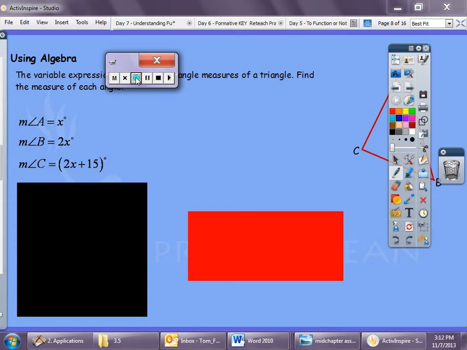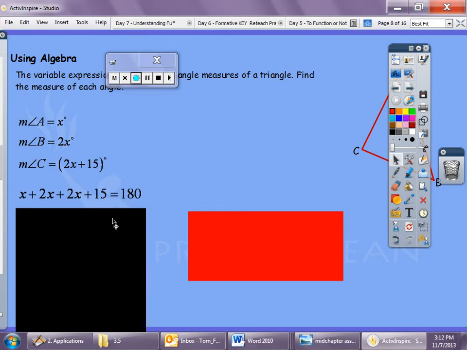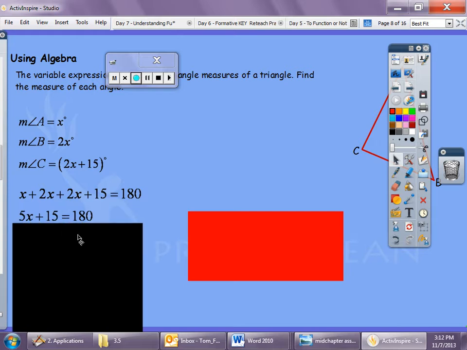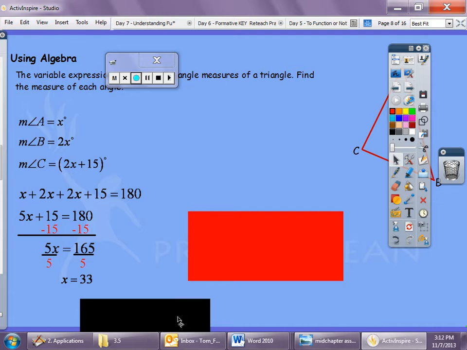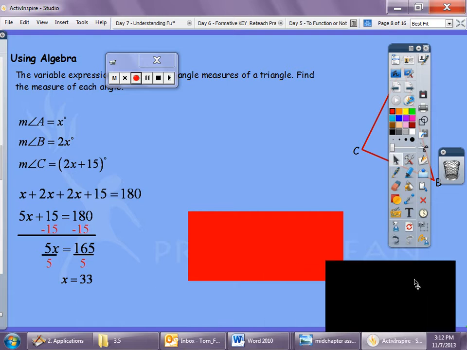In the triangle sum theorem, the sum of the measures of the angles of a triangle is 180 degrees. So we can use algebra to help us solve these. In this first example, x plus 2x plus 2x plus 15, we can add up all these angles to give us 180 degrees, and combine like terms. We get 5x plus 15 equals 180 degrees. Subtract 15 from both sides, we get 5x equals 165. Divide by 5, x is equal to 33.